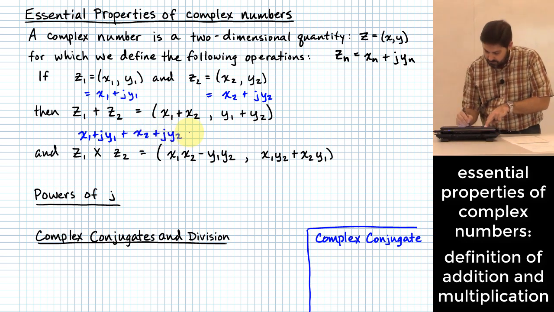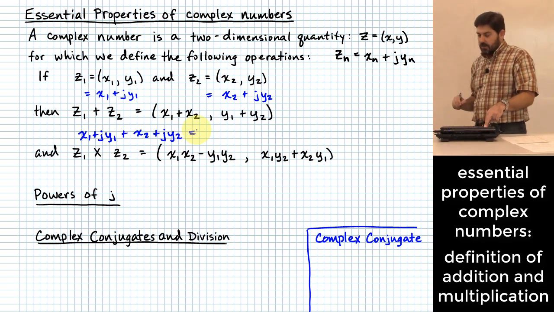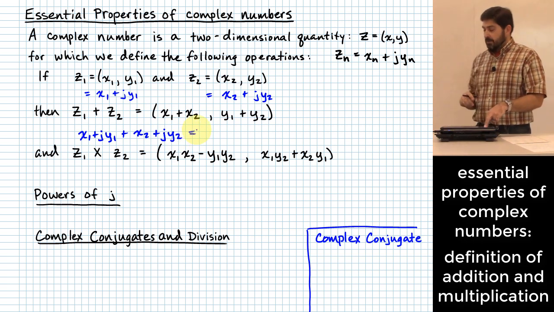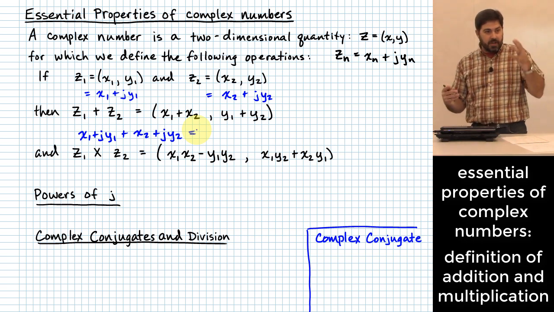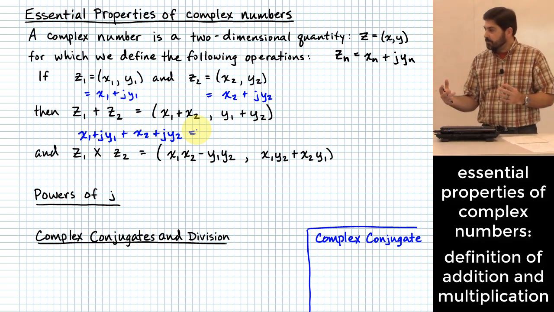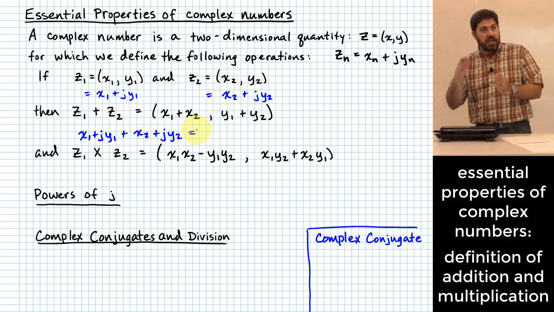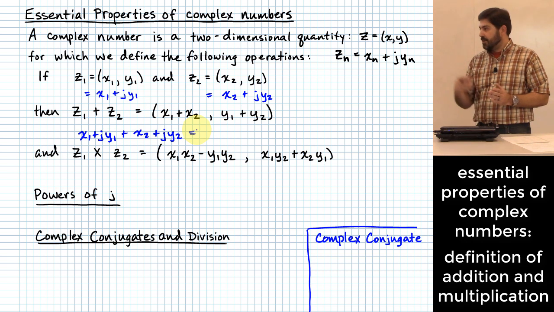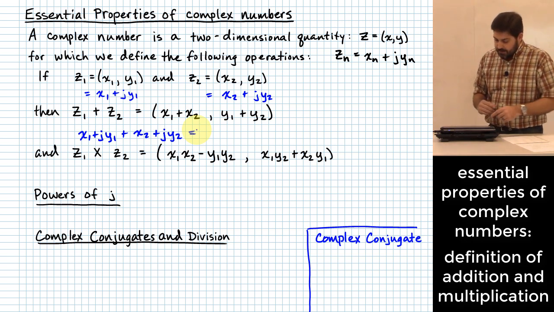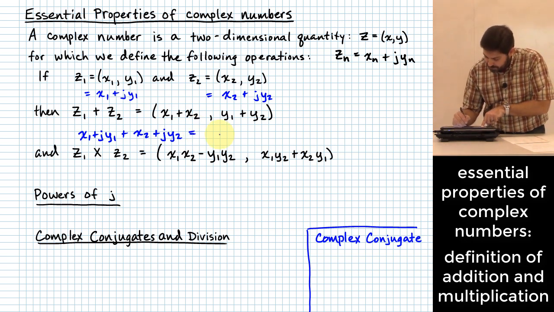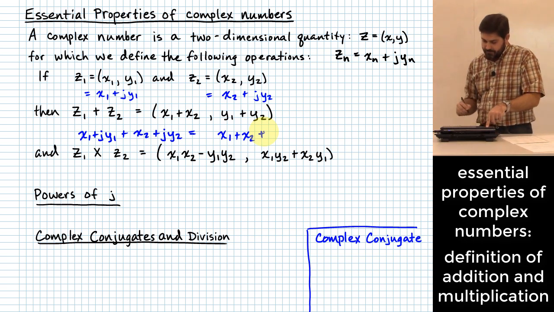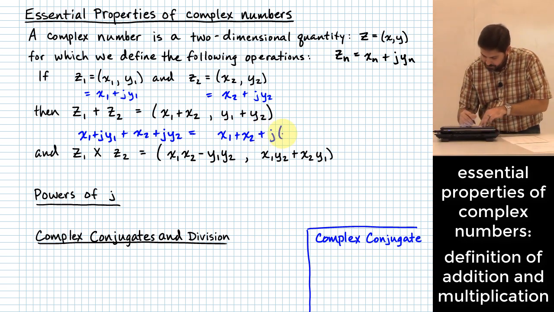What does this equal? Okay, I mentioned before, you really can't combine together a real quantity with an imaginary quantity, because adding an x to a j y is not the same. Those are two different kinds of numbers, right? An imaginary one versus a real one. And so what happens here is this just becomes x1 plus x2 plus j times y1 plus y2.